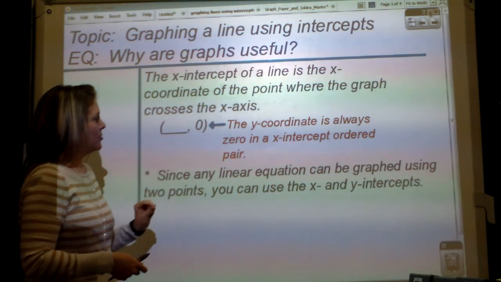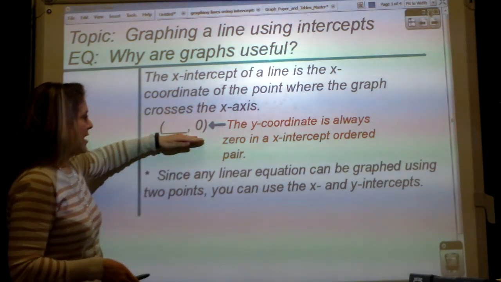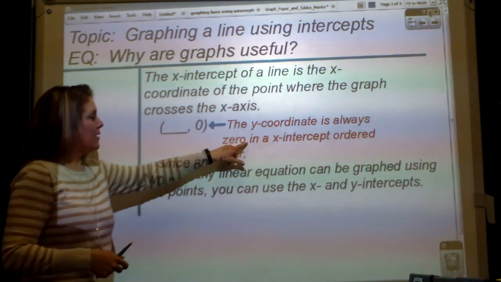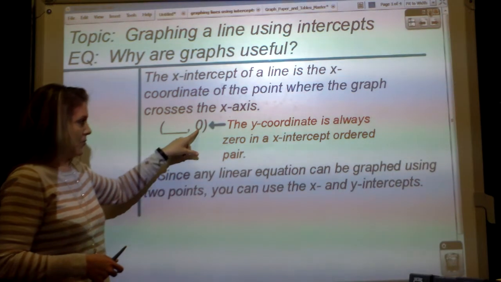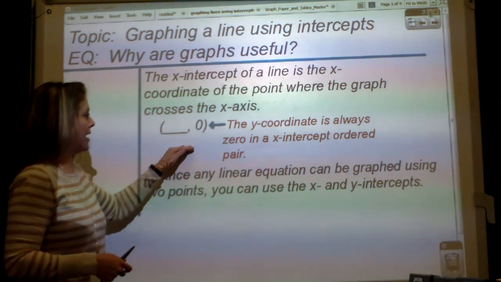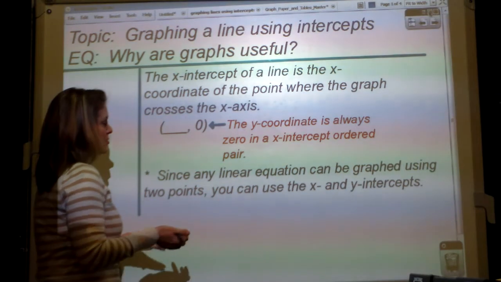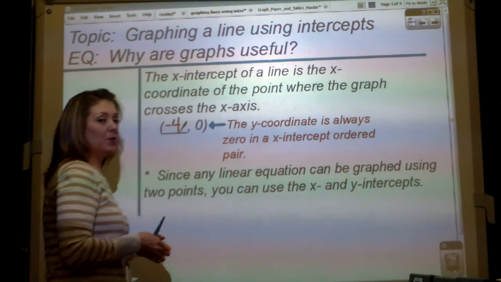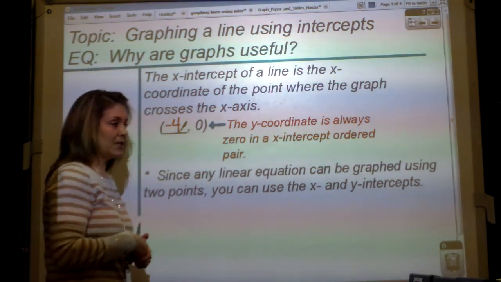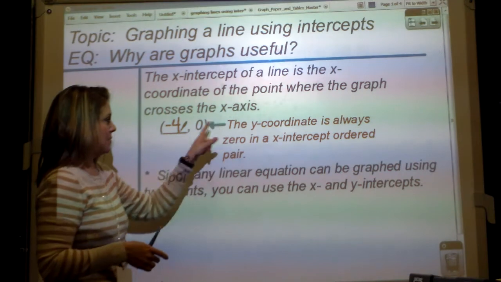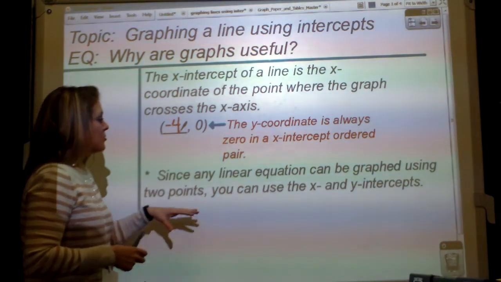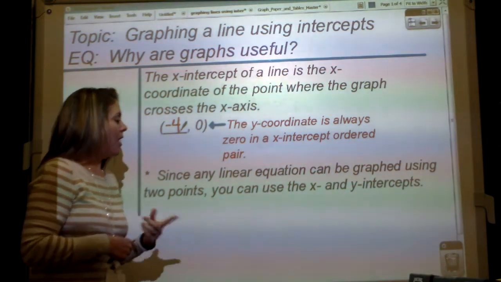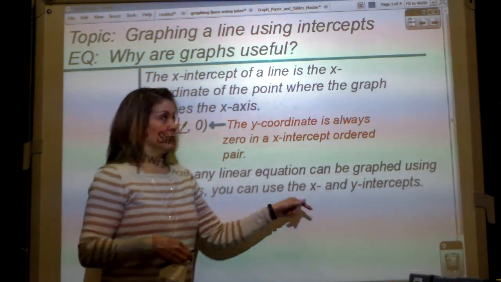One thing that's very important to know is that when you have an x-intercept, it's going to be an ordered pair. Y will always be 0. So when you have the ordered pair for an x-intercept, let's say your x-intercept was -4. X will be -4, the y-coordinate will be 0. So the y-coordinate in any x-intercept will always be 0. So since linear equations can be graphed using 2 points, we're going to look at the way of graphing by using the x and y intercepts.